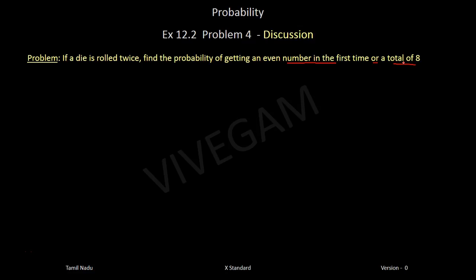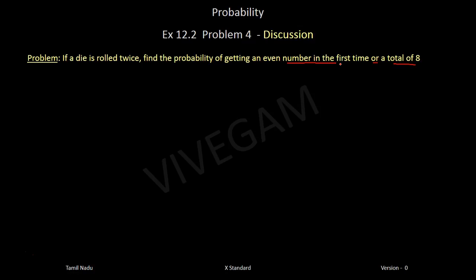So the first step in all such cases is to list out the sample space. What are all the possible outcomes? Two dice are rolled. The first die can give you 6 outcomes. The second die can give you 6 possible outcomes. So 6 into 6, 36 outcomes are there.